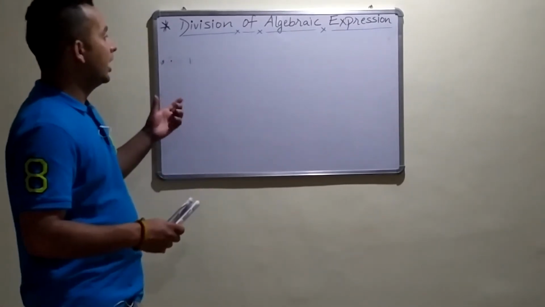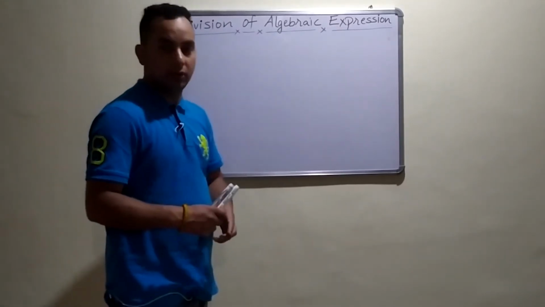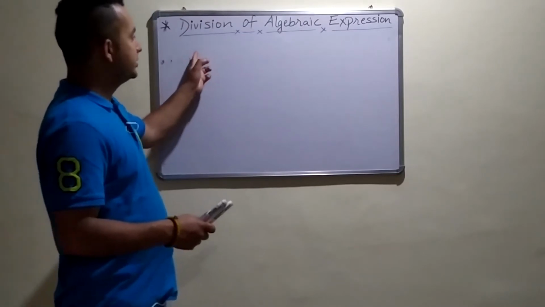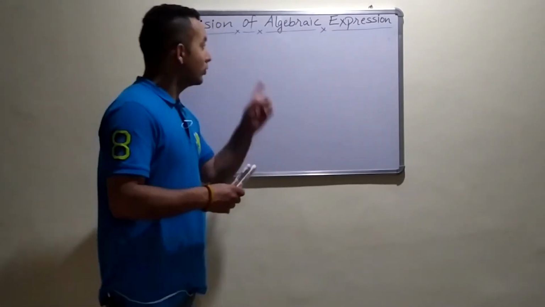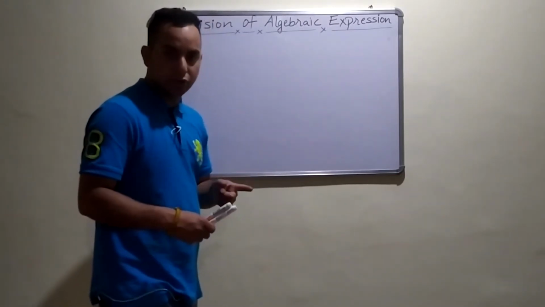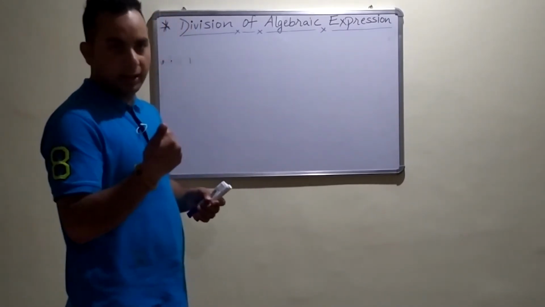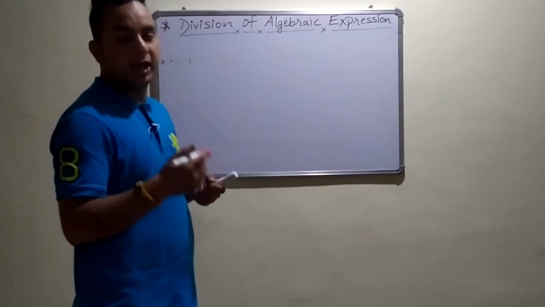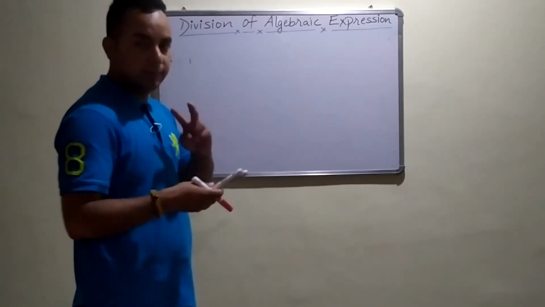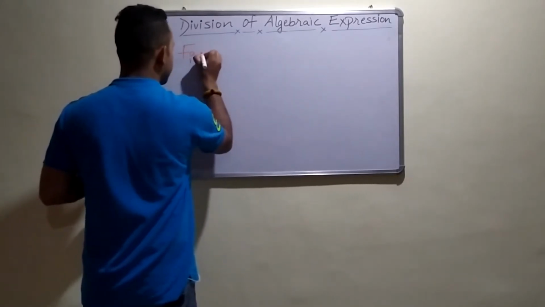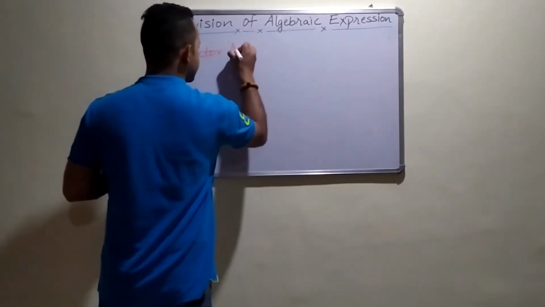Number 4, and your topic is division of algebraic expression. So you are going to divide the algebraic expression. For division of algebraic expression, you have two methods, that is factor method and division method, and I'll introduce both the methods over here. The first method is factor method.